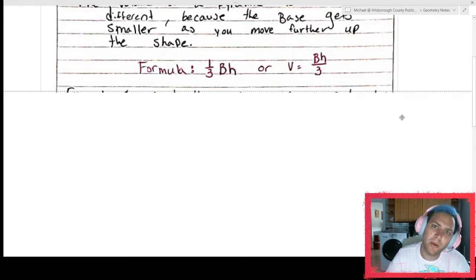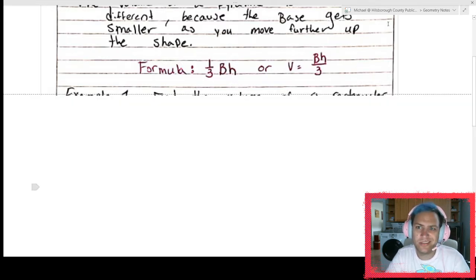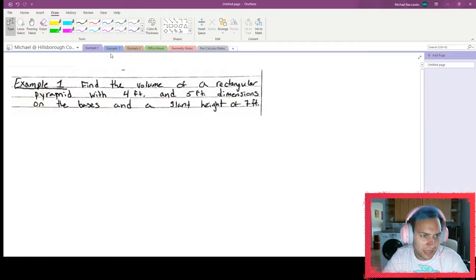You can do that in two ways. You could multiply by 1/3 as a fraction, or you could just treat it as divide by 3. I usually use divide by 3 because it's a little bit easier to type in your calculator, right? You just do the area of the base times the height, divide by 3 at the end. So that's usually what you'll see me do. With that, let's jump to our first example.